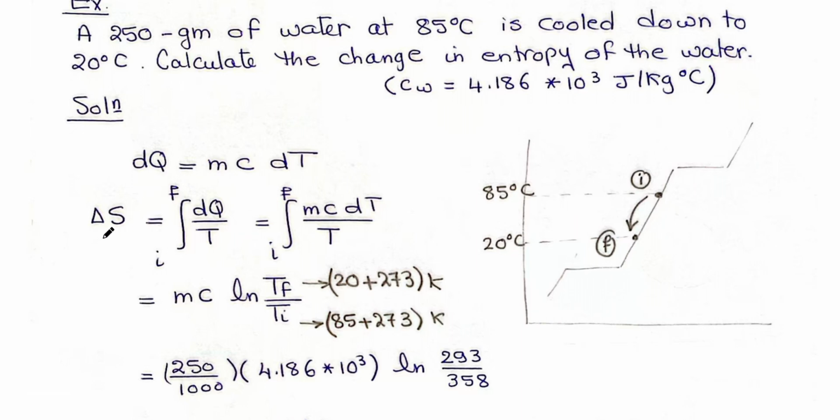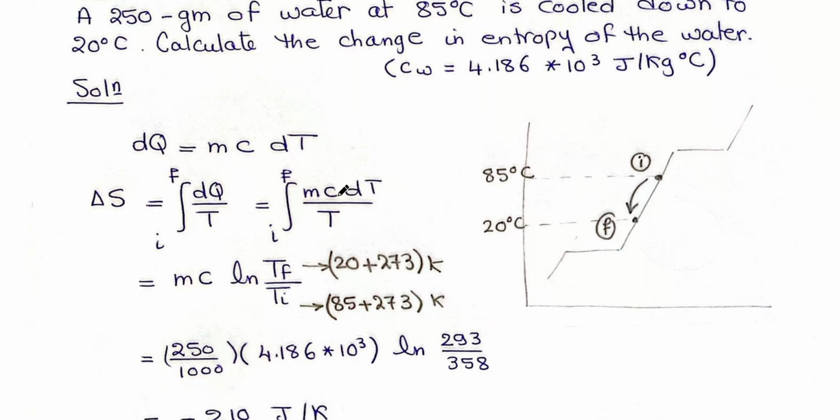We have the change of entropy equals the integration of dq over T from the initial point to the final point. dq equals mc delta T, mc of water delta T. So mc is a constant, you take it out of the integration. Integration of dT over T is ln Tf over Ti.